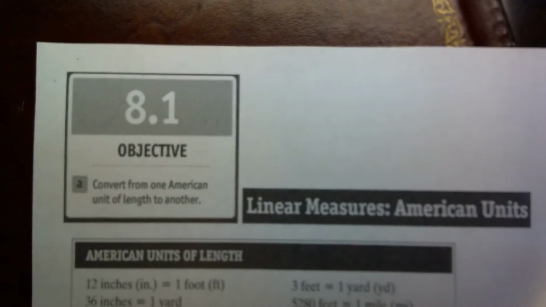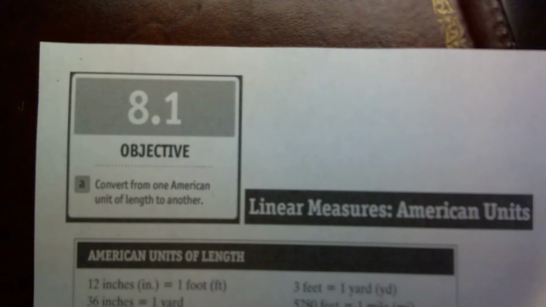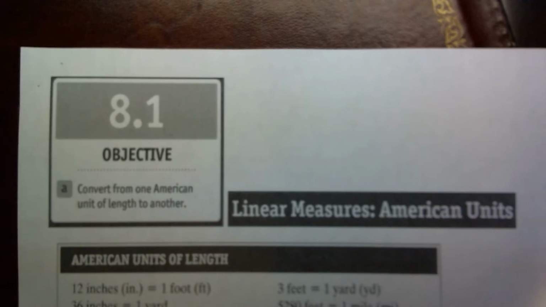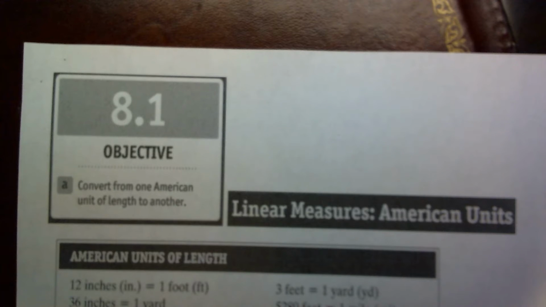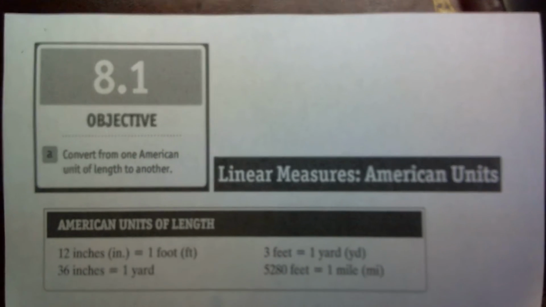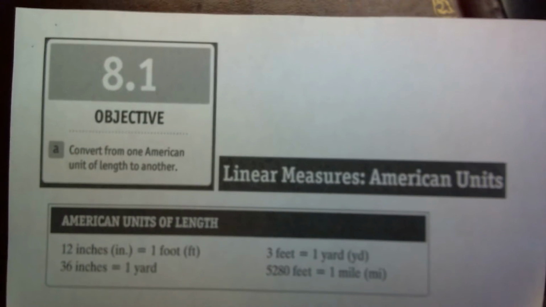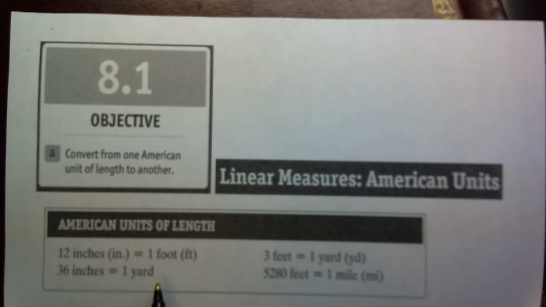Section 8.1 is really very straightforward, and again, you probably know a lot of this already. The American units: you're probably familiar with the concept of an inch, that 12 inches are 1 foot, and that 36 inches is 1 yard, or equivalently that 3 feet equal 1 yard. And maybe you don't use that number very often, but 5,280 feet equals 1 mile.